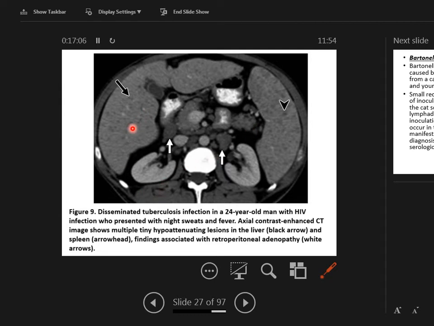This is disseminated tuberculosis infection. Contrast enhanced CT shows multiple tiny hypoattenuated lesions in the liver. This one, a small one. And here we can see the retroperitoneal lymph nodes and another nodule in the spleen, which help us in the diagnosis.